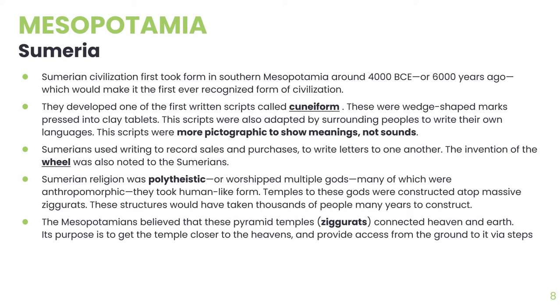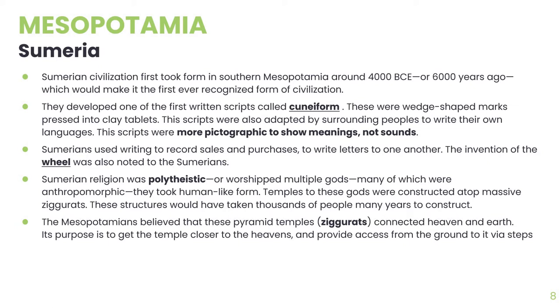Now take note that these scripts were more pictographic, to show meanings and not sounds. So hindi siya phonetic, just like the alphabet that we use today. So the cuneiform was more of pictographic. It shows pictures. Sumerians also used writing to record sales and purchases, and to write letters to one another. And in fact, the invention of the wheel is also credited to the Sumerians.